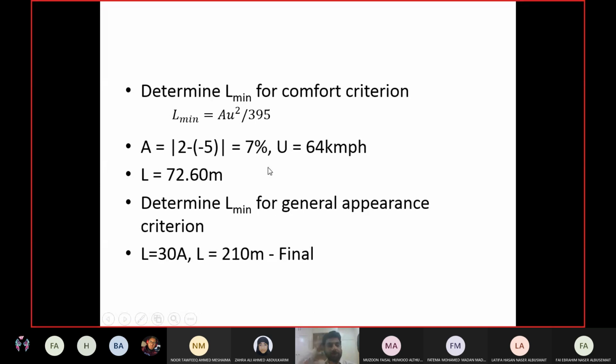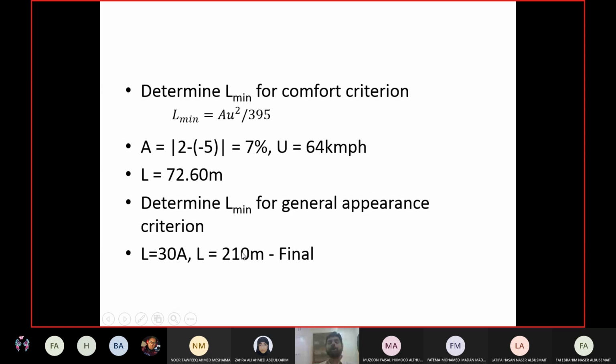Now for comfort, I already told you that comfort criteria length is generally less than sight distance criteria length. So I have three values now. Which one should I take? All of them are minimum lengths. If I take 72 meters, then I'm not fulfilling the minimum criteria of sight distance and general appearance. If I take 130 meters, then I'm fulfilling the criteria of comfort, but I'm not fulfilling the minimum criteria of appearance.